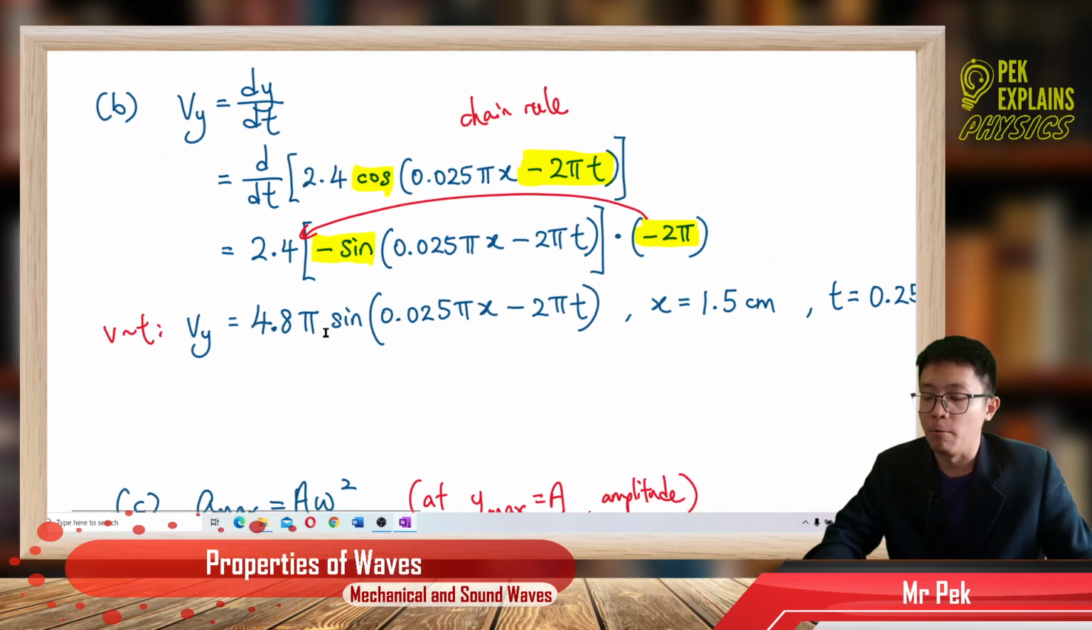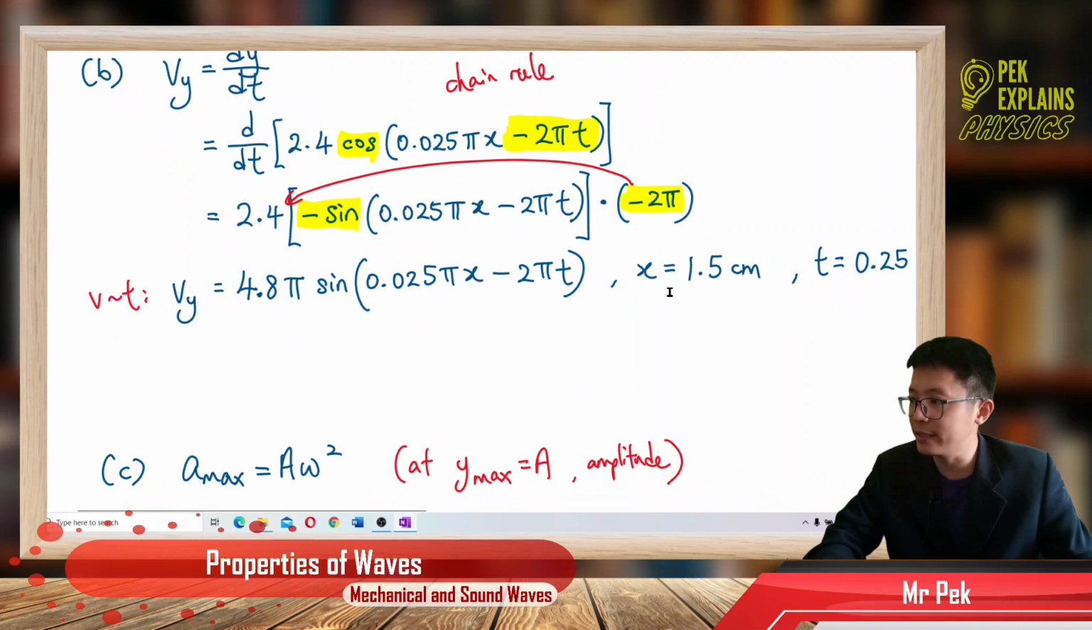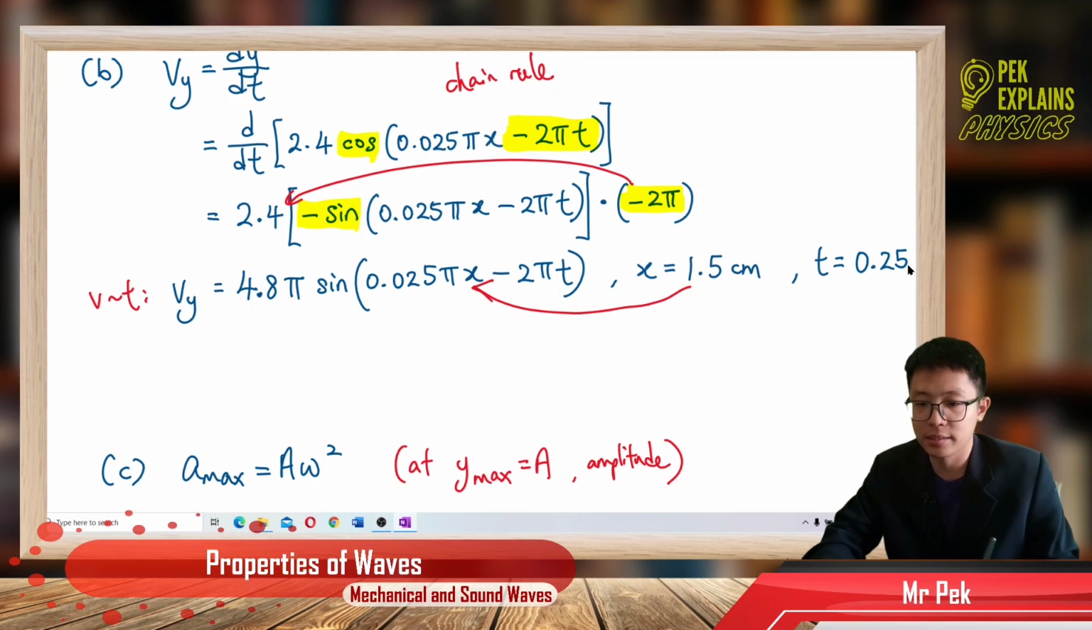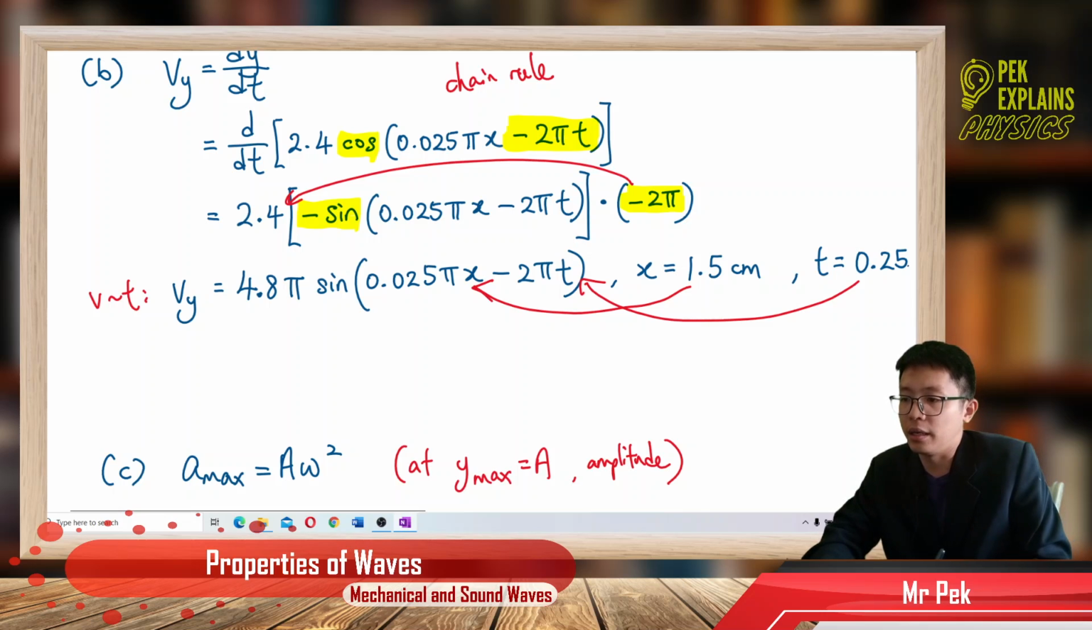Now, the next is to find the velocity for this particle at this position, 1.5 cm, and also at this time. So what is the velocity for this particle at this time? You just substitute into x and into time. Just substitute inside. Okay, let's do it.